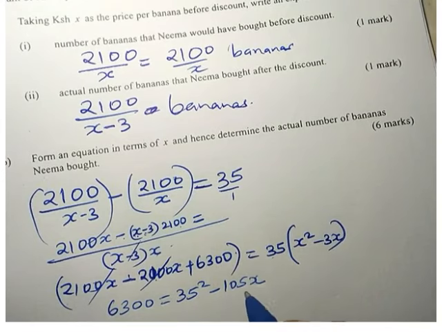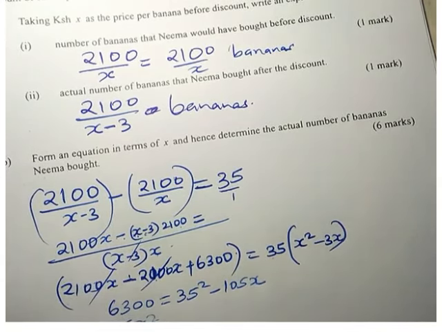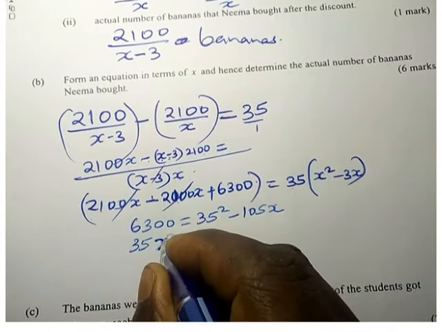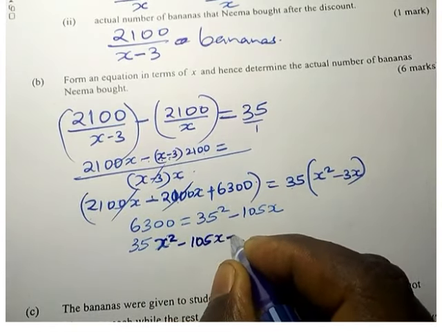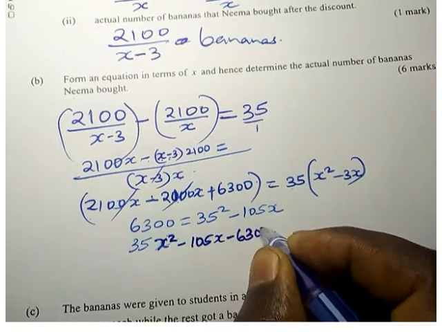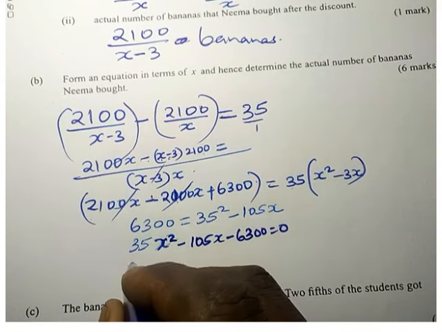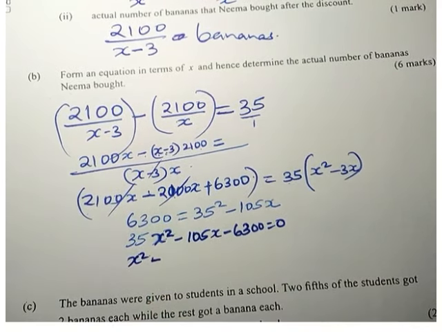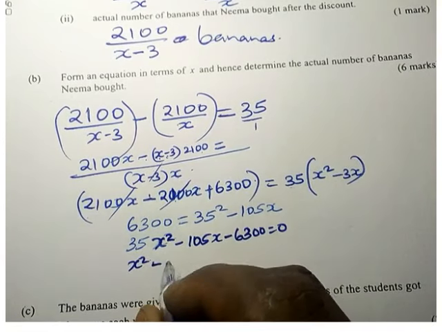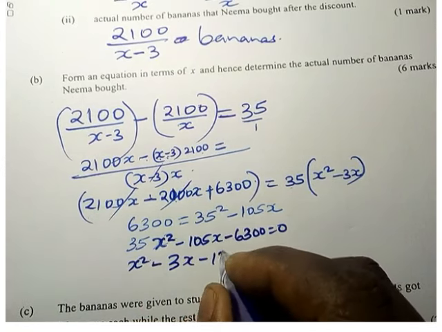So we will form a quadratic equation. So this one is going to be 35x square minus 105x minus 6300 is equal to 0. This is the same as dividing by 35 everywhere, and you get x square minus 3x minus 180 is equal to 0.